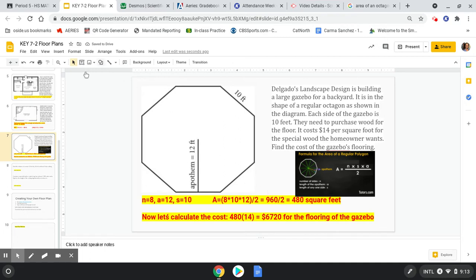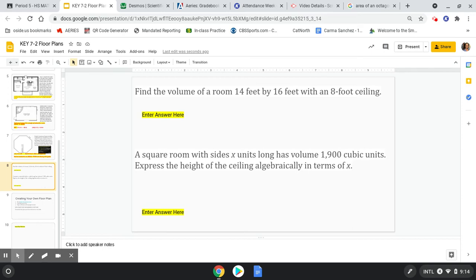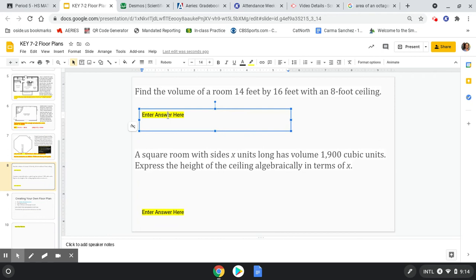Okay, how'd you do? All right, let's look at the next one, number 8. Find the volume of a room that is 14 feet by 16 feet with an 8-foot ceiling. So if you remember volume, again, you could go Google it, but volume is going to be multiplying all of those, base times height, or let's go length times width times height. And so the volume is basically just multiplying 14 times 16 times 8.